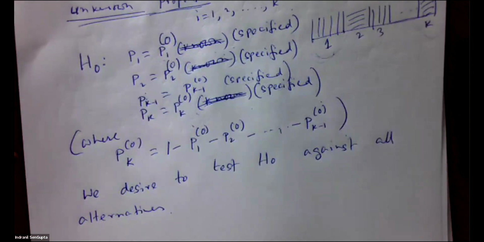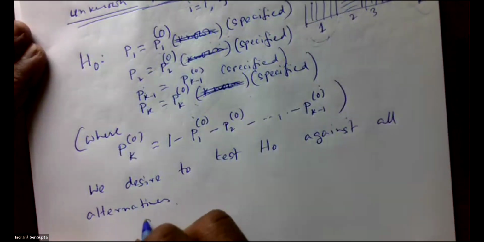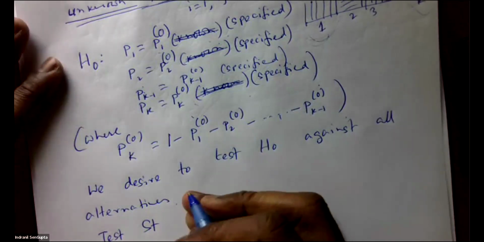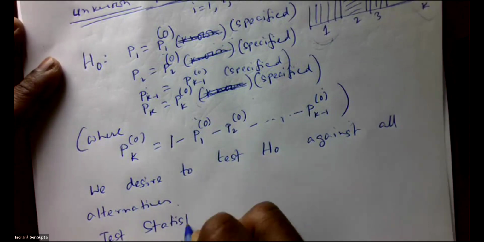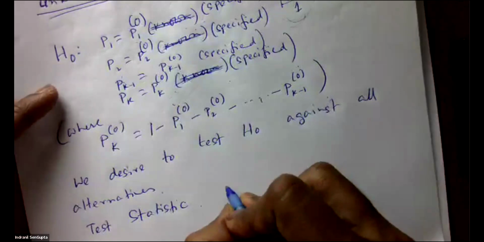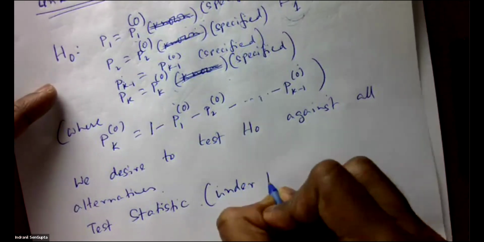How do you do it? The standard procedure is to compute a test statistic. The statistic is computed as under H0.